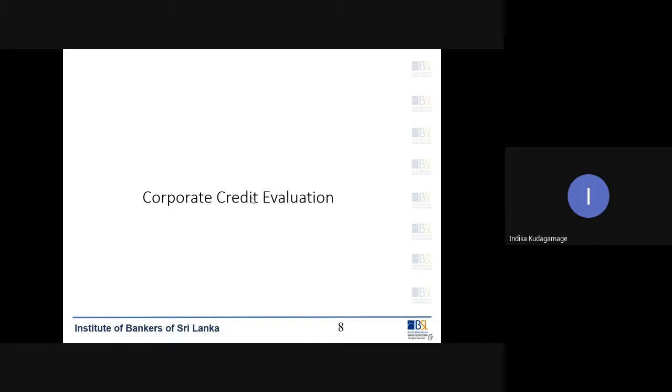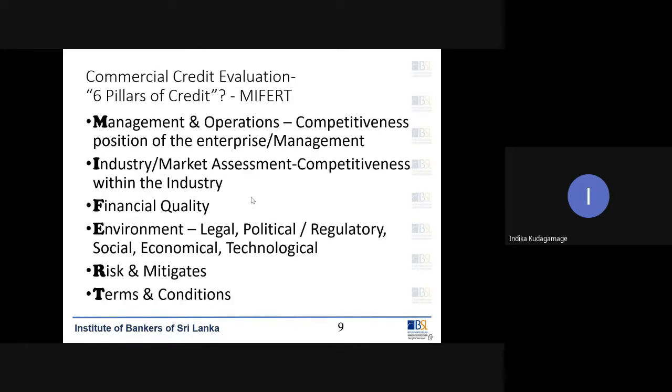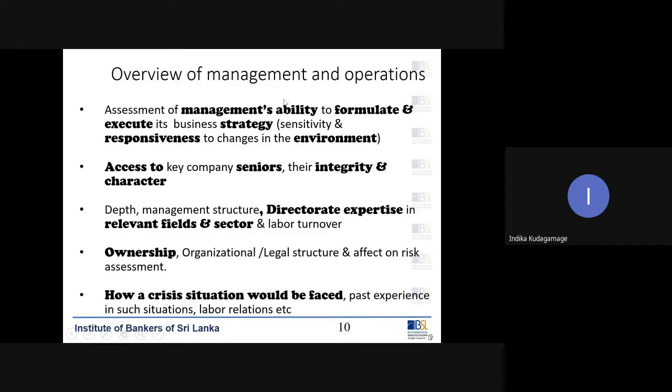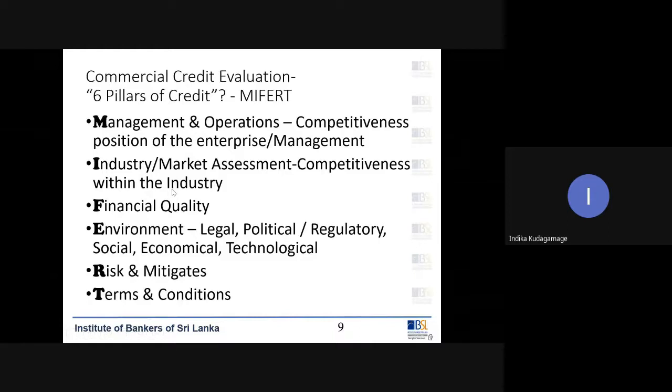Then we go to corporate credit evaluation. MIFID. Right, this one, MIFID. So M stands for management, I for industry and market, F for finance, E for environment. Here we are talking about a broader environment. It is legal, political, regulatory, social, economic and technological environment. It is not environment only. It is everything.